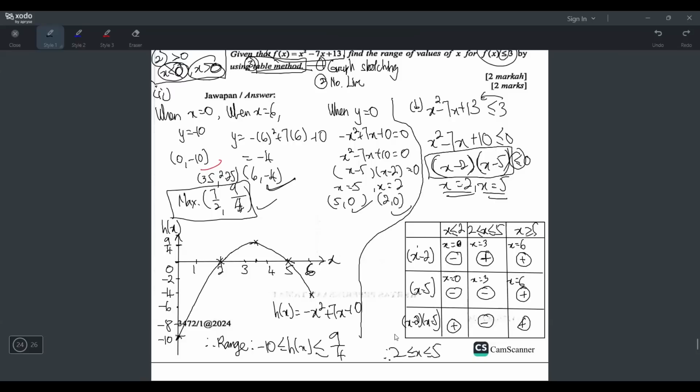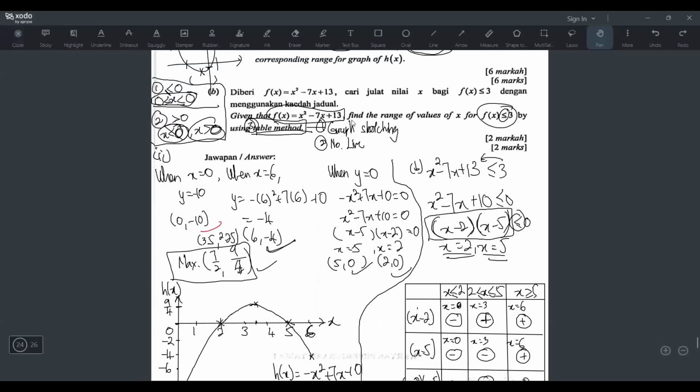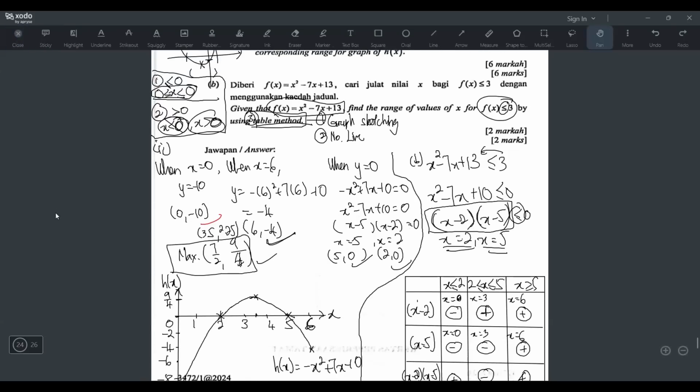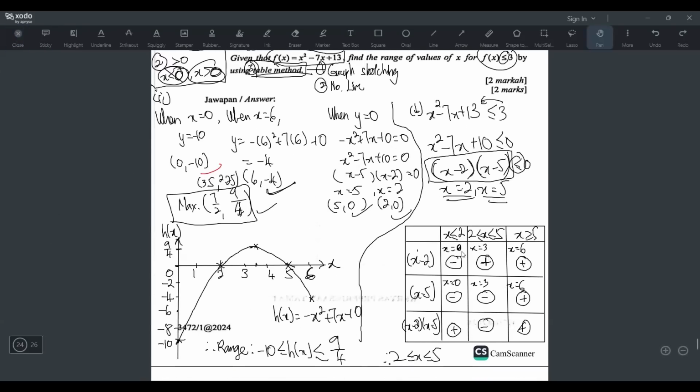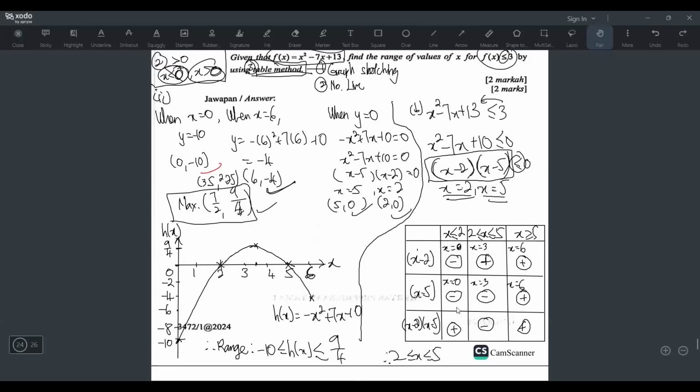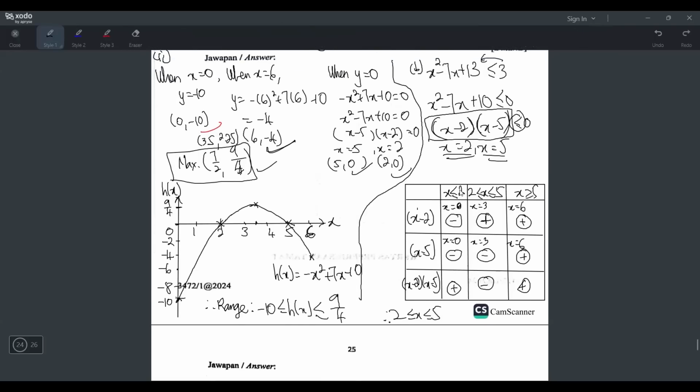Okay, and the answer is the same if you use the graph sketching method. I already showed you just now. If you want to, you can rewind the video and watch it again. So this is how you do it if they want the table method. Okay, what if this one is bigger? Then you change to bigger. Then your answer will be this and this. Because if you want the bracket to be positive, it means positive positive. So your answer will be this and this.